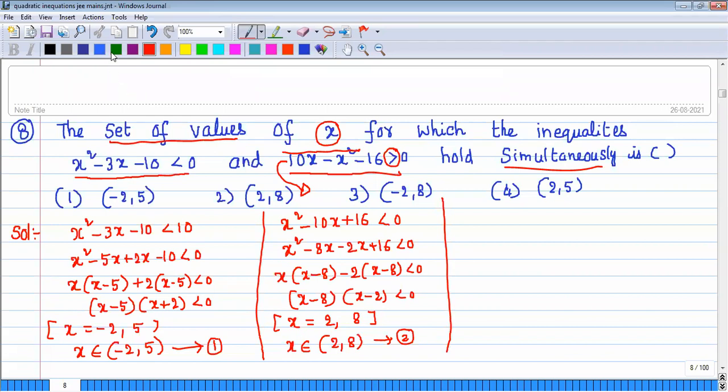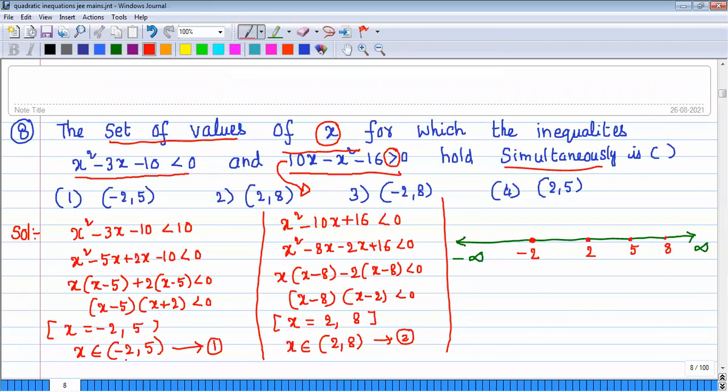How to find the intersection? Take the help of the number line. See, this is negative infinity, this is positive infinity. So first, minus 2, 5, 2 comma 8. Arrange them in ascending order. Ascending order means the first value on the number line is minus 2. After minus 2 you get 2, after 2 comes 5, and after 5 comes 8.